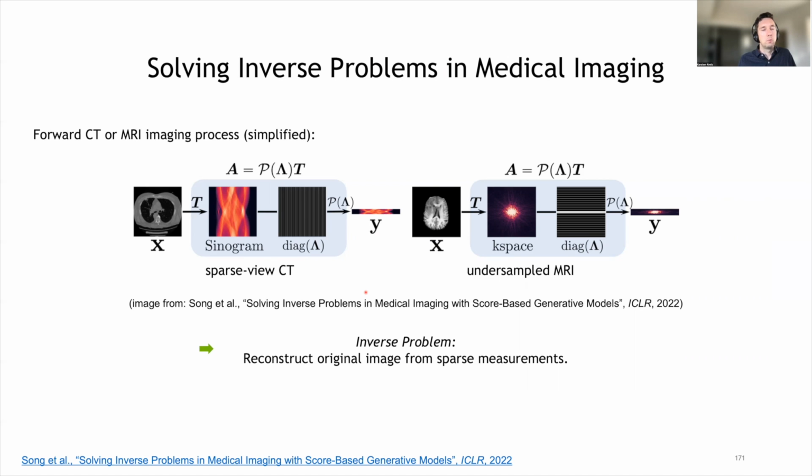Given the image, we are basically performing a Radon transform, which gives us a sinogram, and then maybe this is sparsely sampled. So we end up with this sparsely sampled sinogram Y. And now the task that needs to be solved is to reconstruct the image given this measurement Y. So this is an inverse problem. It's similar in magnetic resonance imaging, just that the forward process is now modeled with a Fourier transform, which is then sparsely sampled.